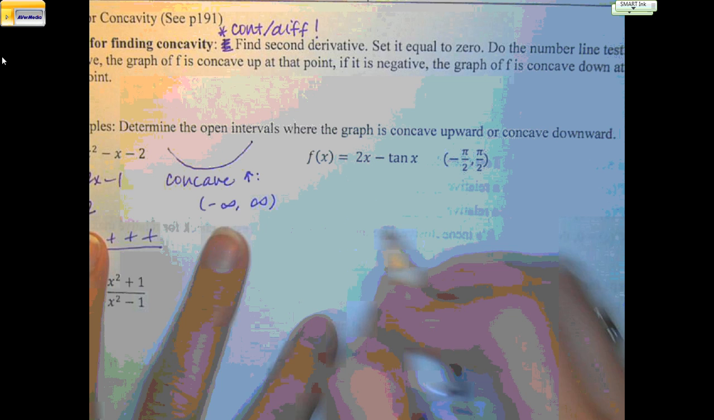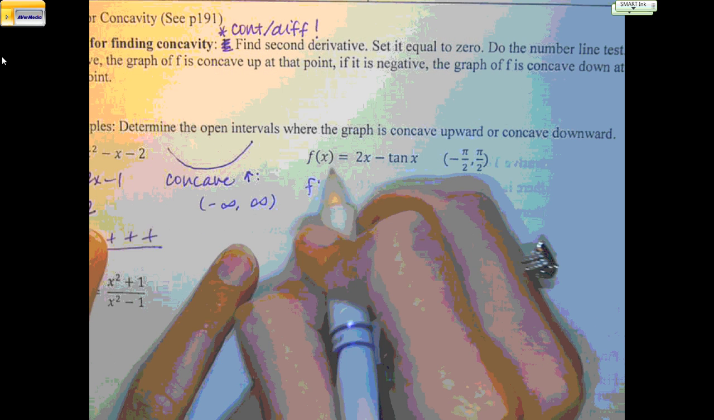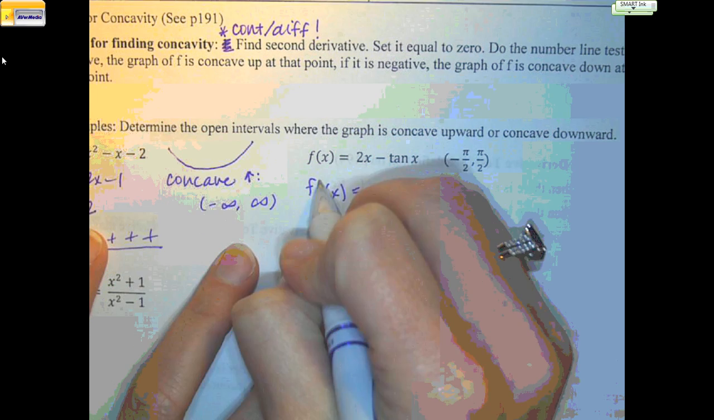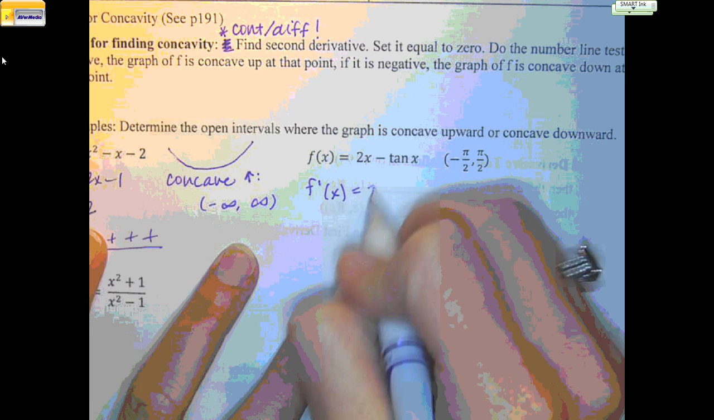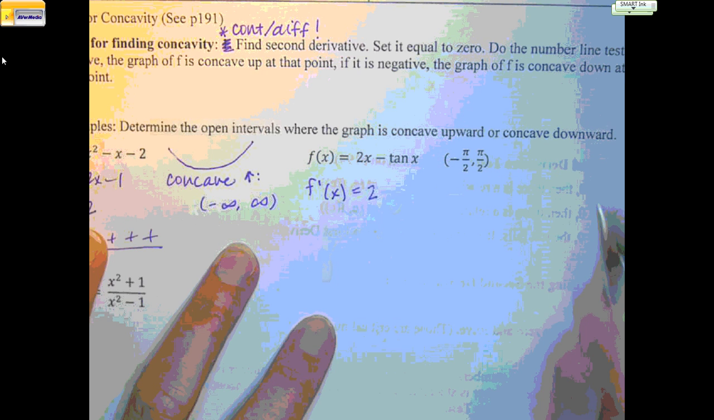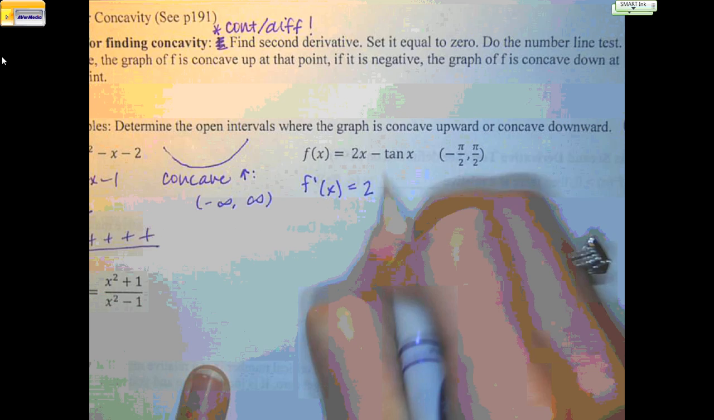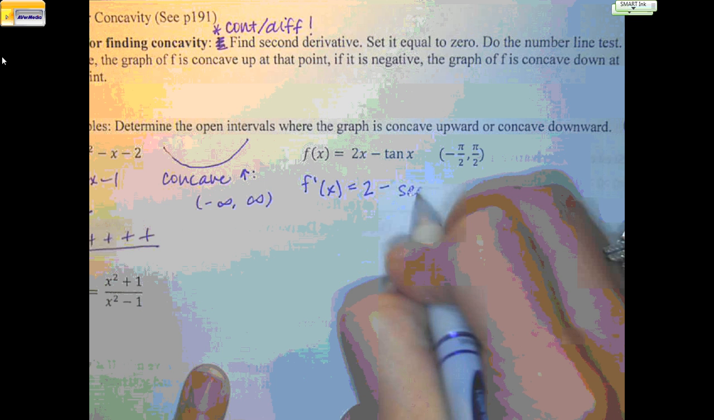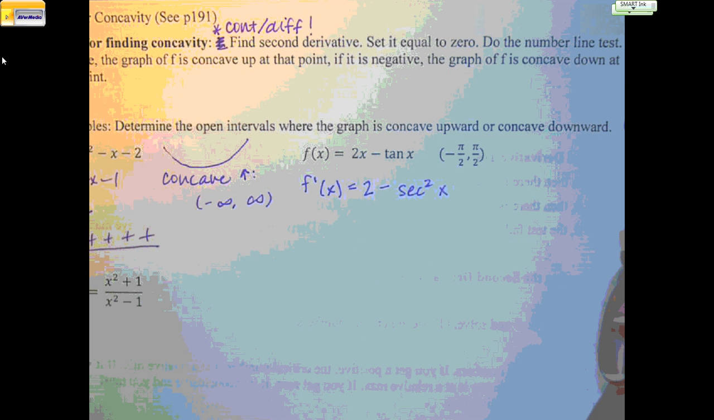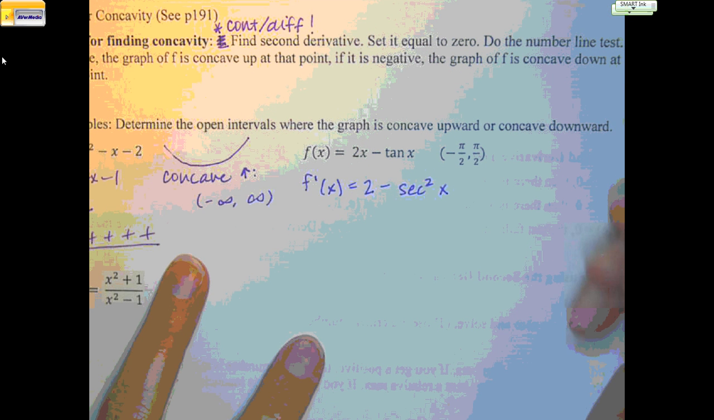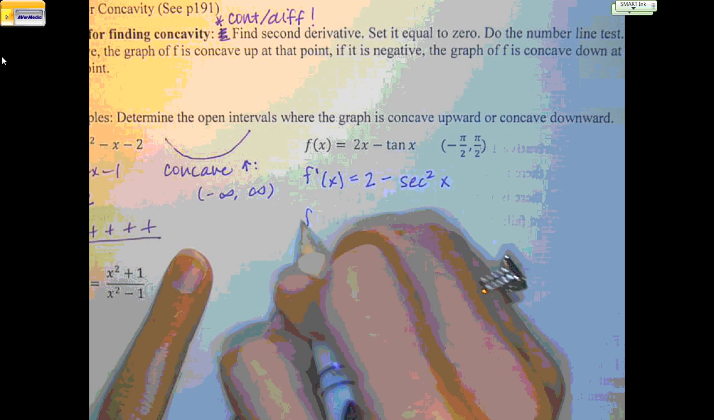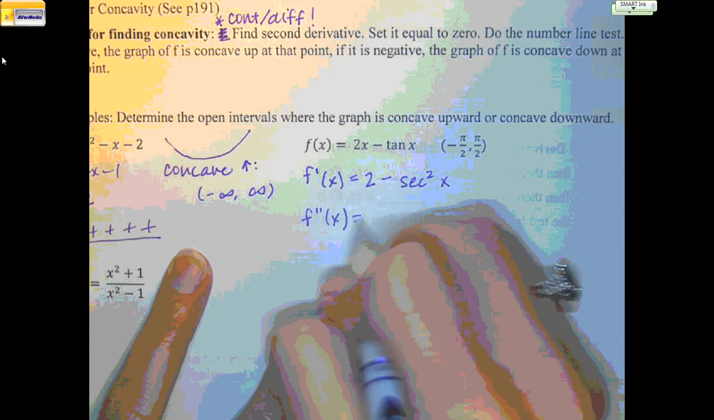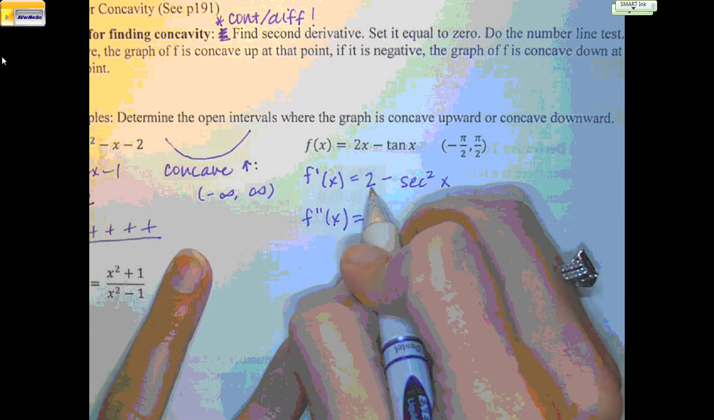So let's go ahead and take our first derivative. Derivative of 2x is 2. What's the derivative of tangent? Secant squared. So I have minus secant squared x. Second derivative. Derivative of 2 is 0.